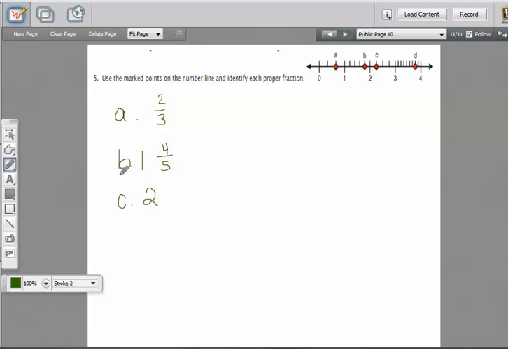C is between 2 and 3, so I'm going to put that whole number of 2 there. And there are 1, 2, 3, 4 markings, and it's on marking 1 of 4, so 2 1/4. And the last one is between 3 and 4, so we definitely have our whole number of 3 there. And let's count how many markings there are here. 1, 2, 3, 4, 5, 6, 7, 8, 9. There are 9 markings total, and it is on marking 7 of 9. So we have 3 and 7/9 for D.